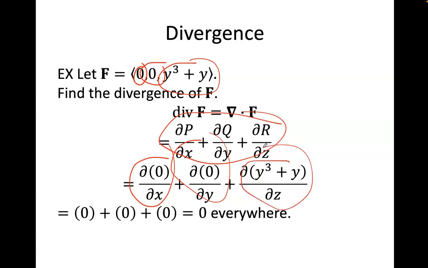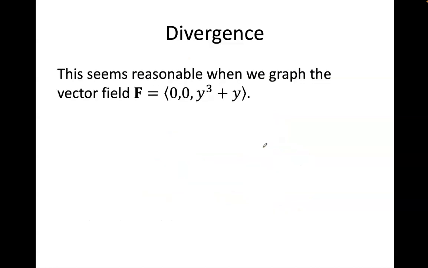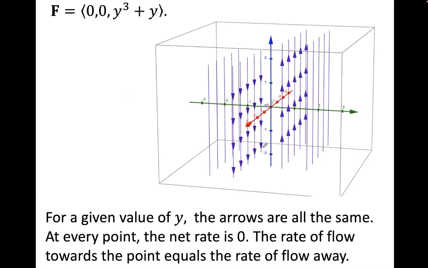Well, that's just 0 plus 0 plus 0, in other words, 0, and it's 0 everywhere. It doesn't matter what point we're looking at, it's going to be 0 everywhere. This seems reasonable when we graph the vector field F equals <0, 0, y cubed plus y>. For a given value of y, the arrows are all the same. So all these arrows are all the same because they correspond to the same value of y.